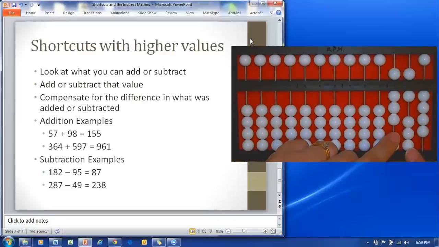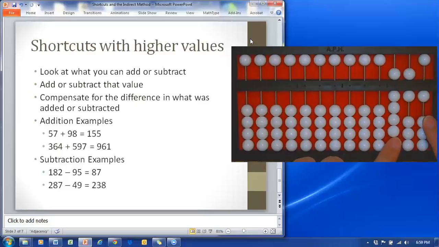So I'm far from 97. So let's go ahead and add 100. But then I can subtract 3 of the ones to compensate because I know that 100 minus the 3 is really the 97. And my answer is 961.